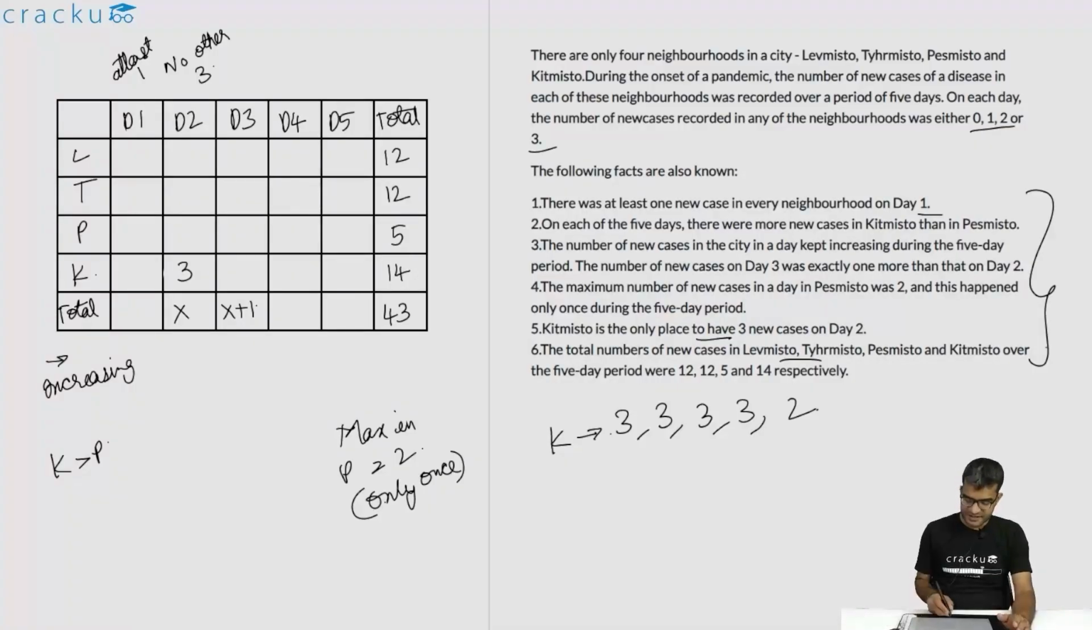Similarly, for P also it is easy. For P, because the total has to be 5 and you can have 2 only once, it would imply that there is a 2, it will have 3 ones and it will have a 0.